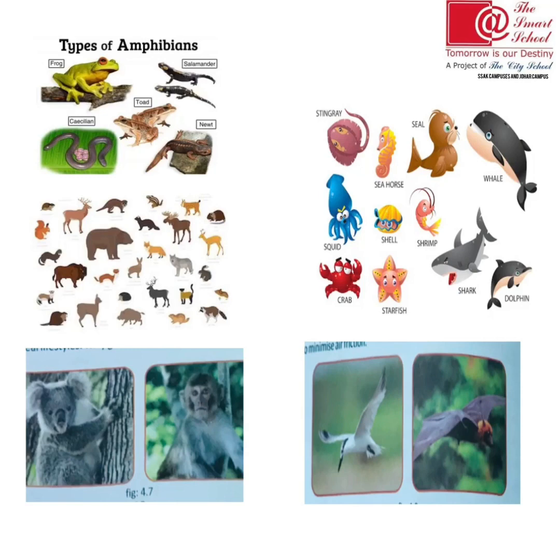Then we have aquatic animals. You can see these all animals live in the water. And then we have aerial animals. Aerial animals are those that can easily fly, and they have 2 claws. Because of them they can easily hold the branch of the tree.